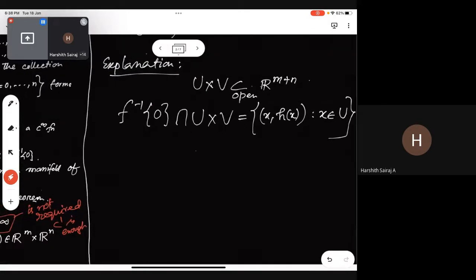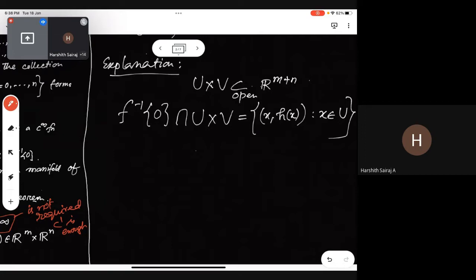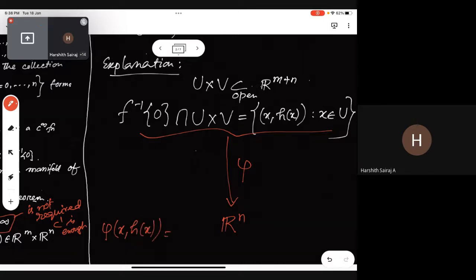So let's now look at here. Why did I start with showing these things? There is some importance. Now consider f inverse 0 intersection U cross V. You can have a map from this whole set to R^n, phi let's say. What I want is phi to be a homeomorphism.